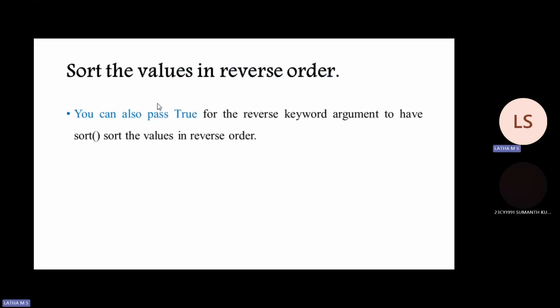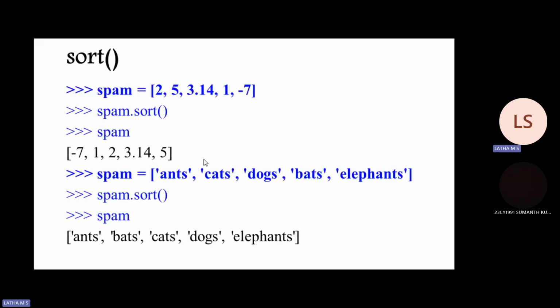To use it in a reverse order, you can always pass true for the reverse keyword argument to have it sorted in the reverse order, right? You should sort it in a reverse way. What is the keyword you will be using as true? You have to write reverse equals true. This is the syntax you will be using. Otherwise, it was not so simple.